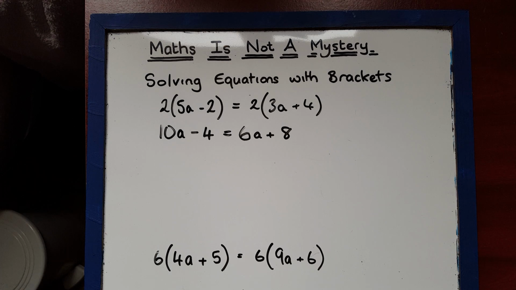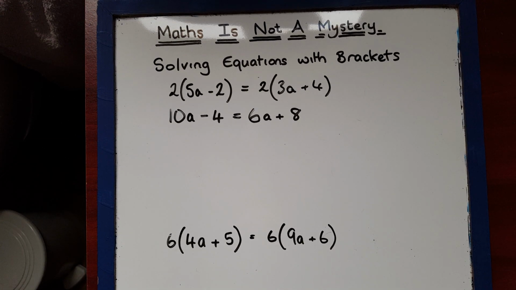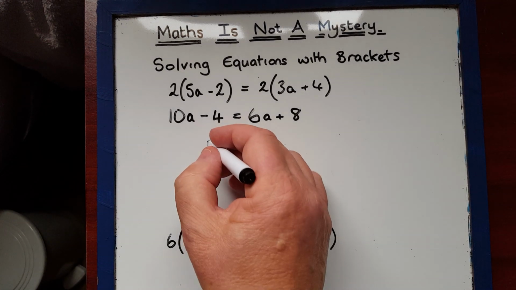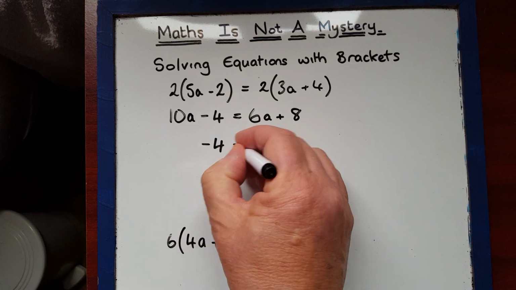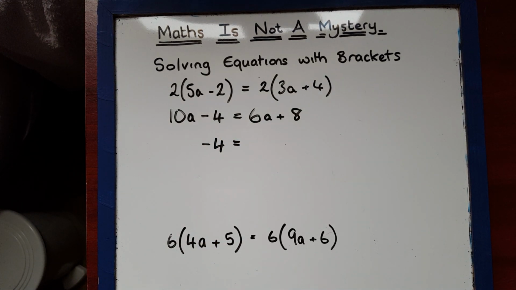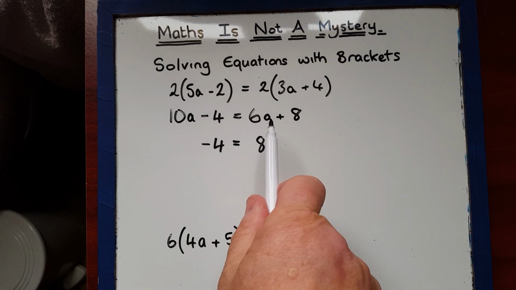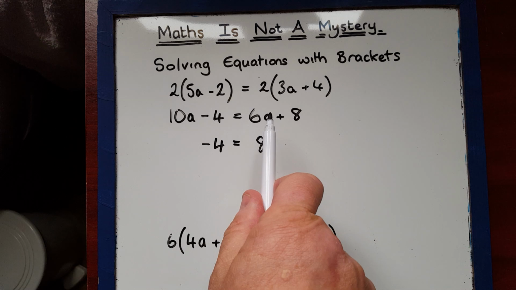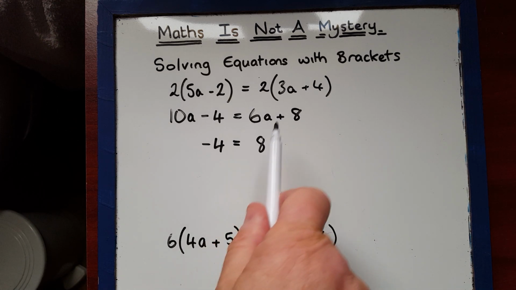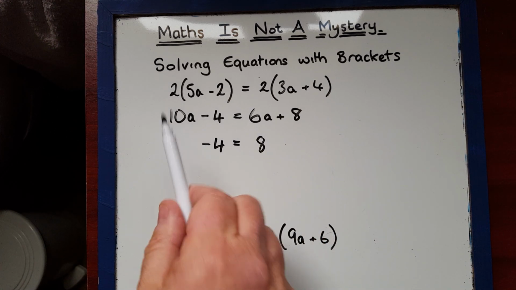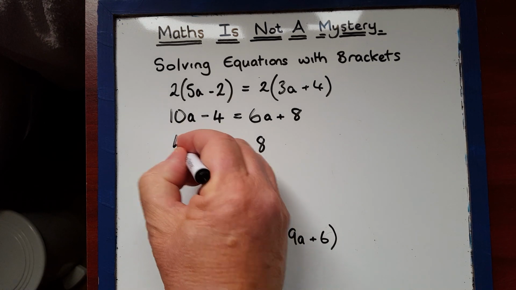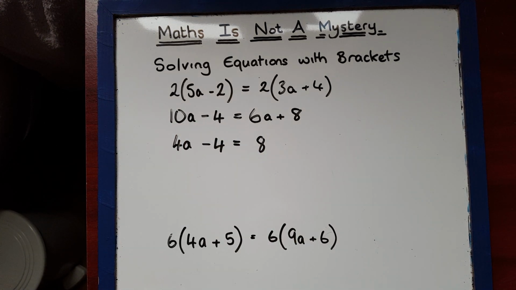That's the first stage of the equation. Now we need to start rearranging it. We're going to rearrange the letters first. Now just to point it out, I'm going to leave the 4 there and I'm going to leave the 8 on that side. We're going to remove the 6a from this side, which means it becomes minus 6a. 10a minus 6a is 4a. 4a minus 4 equals 8.